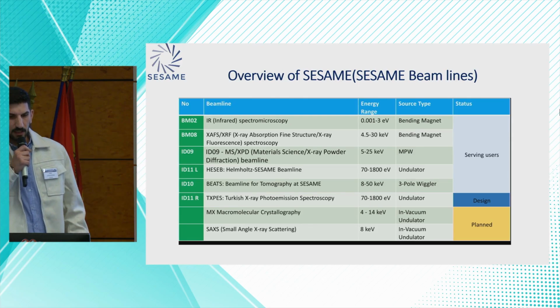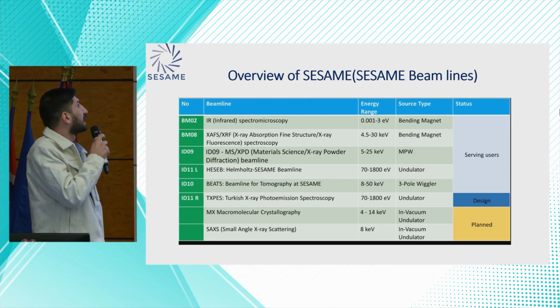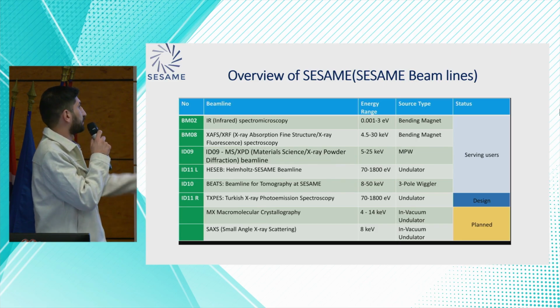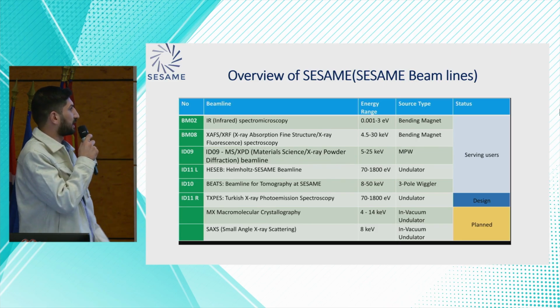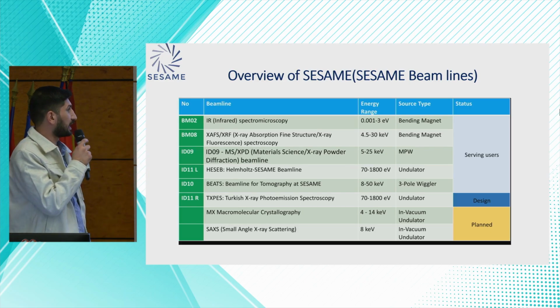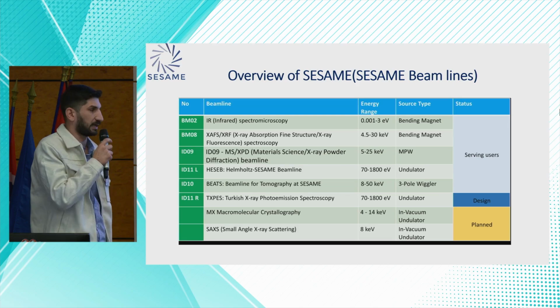Here are the beamlines we have. We have 5 running beamlines. One of them is IR, and the others are XAFS, HESEB, Beats, and we are planning to have another 3 beamlines. One of them is under design, and 2 are planned.